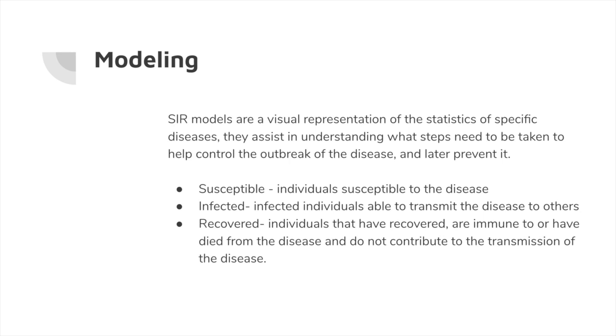So, S in SIR stands for susceptible, which is individuals that are susceptible to the disease. I stands for infected, which is individuals that are infected and who are able to transmit the disease to others. And R stands for recovered, which is individuals that have recovered or are immune to or have died from the disease and don't contribute to the transmission of the disease.